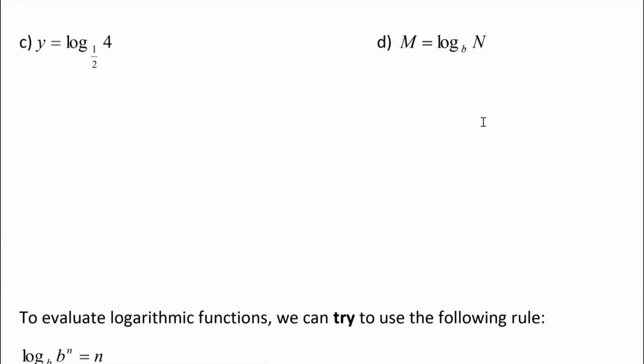We have y is equal to log of a half of 4. So again, it's going to be a half to the power of y is equal to 4. And finally, the last one, m is equal to log b of n. So that's going to be b to the power of m equals n. Okay?